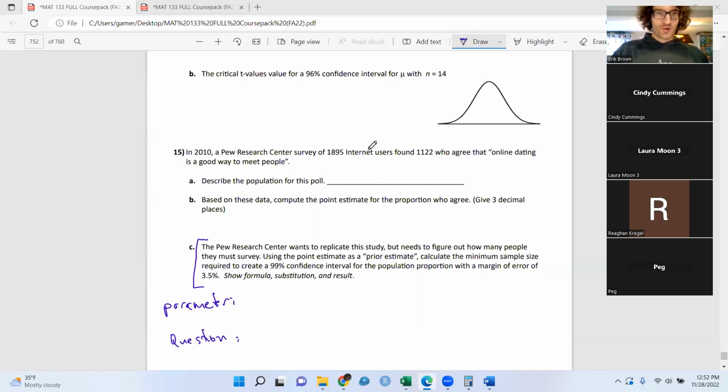Okay, let's try something new today. In the chat, there's an option where you can send a message just to me. So click my name in the chat and type in your answer to the parameter. If you think it's a mean, type in mu. If you think it's a proportion, type in prop. That way you can send me an anonymous answer of what you think it is, and then I'll know that everyone's tried it.